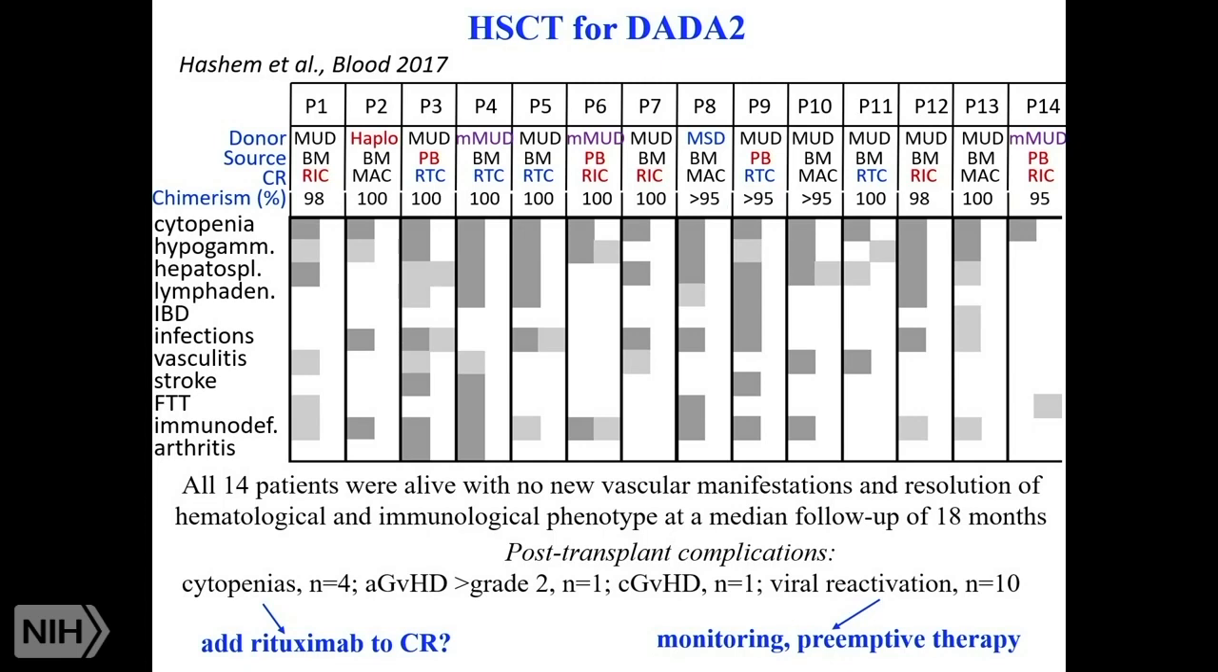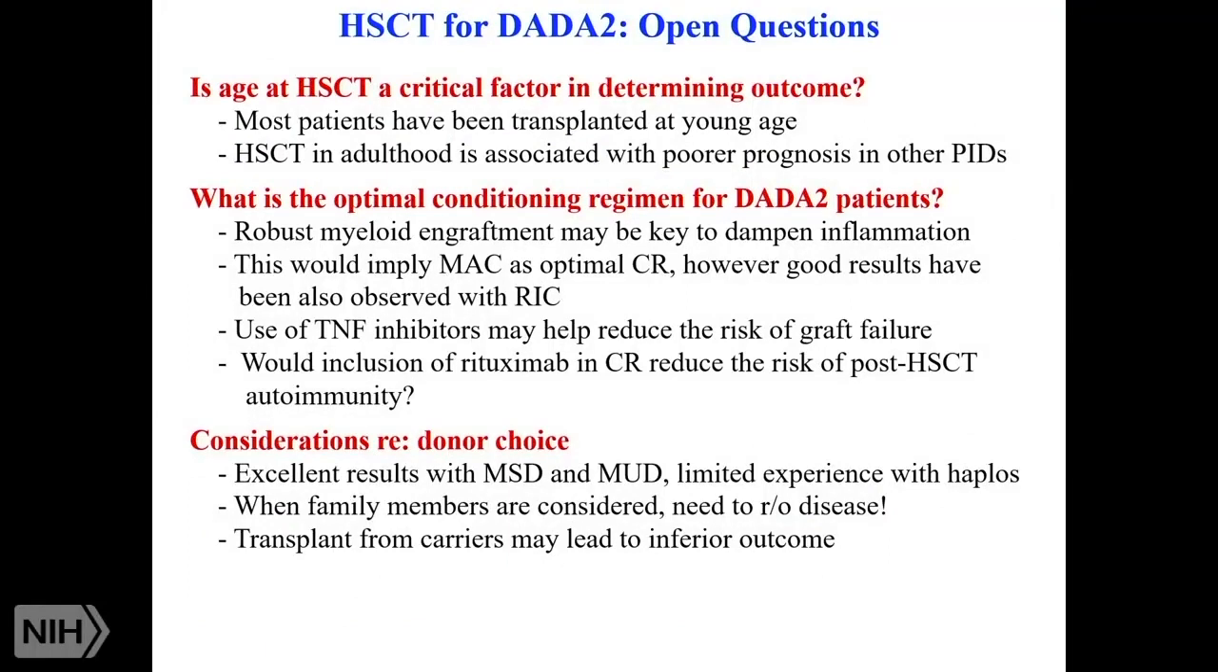And then the next question comes: how should we really transplant these patients? I showed you a variety of conditioning regimens. I showed you a variety of donor types. So what is the best donor? What is the best conditioning regimen for this disease? These are unanswered questions. And again, most patients have been transplanted at a young age. And so is age a factor that has to be considered? Again, this calls for prospective multi-center studies.